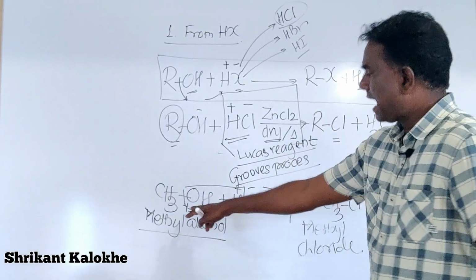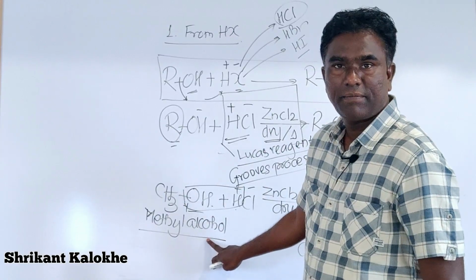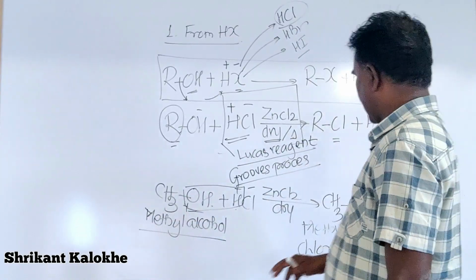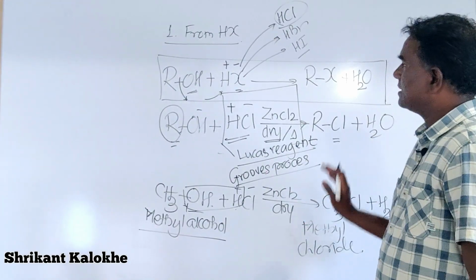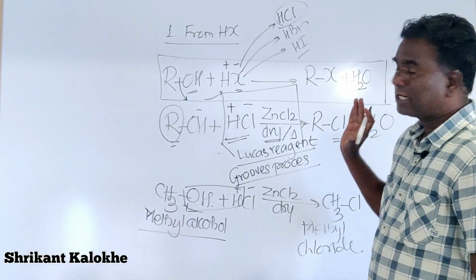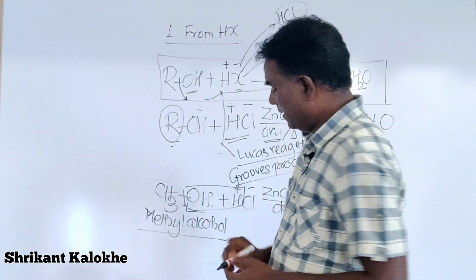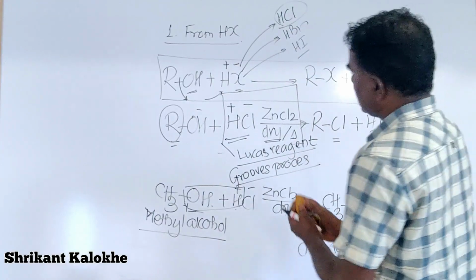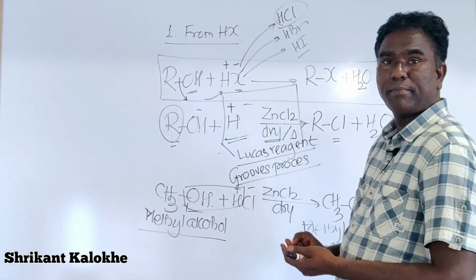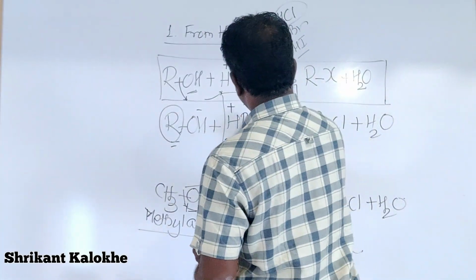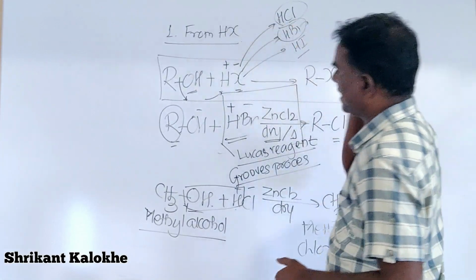Here in IUPAC system, methyl alcohol is named as methanol, and methyl chloride is named as chloromethane. So this is the method of conversion of alcohol into alkyl chlorides. Now we'll think about what if this chloride is replaced by bromide, meaning as an HX. Now we are thinking about the second possibility, HBr.